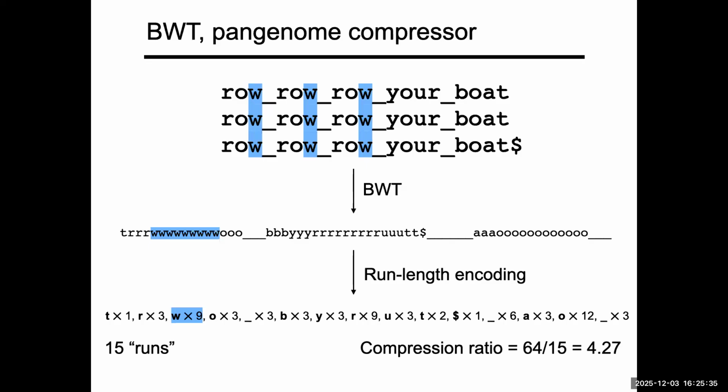15 instances of a letter and the number of times the letter was repeated. Roughly speaking, it's a bit like we took the input, which was 64 letters long, I counted it, and we turned it into 15 runs, which was kind of like compressing it. If we let the compression ratio be the number of letters in the original divided by the number of runs, we get a compression ratio of over 4, so 4.27. Okay, that's a good compression ratio.